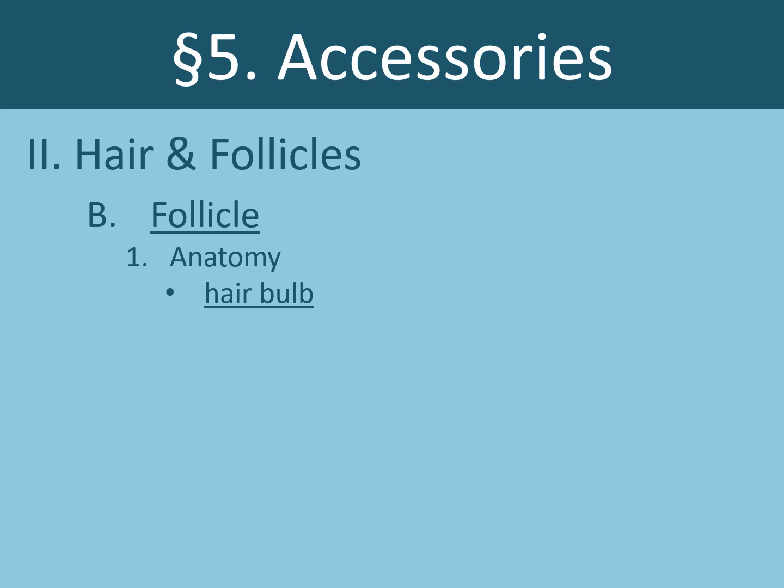At the base of the hair follicle is a structure called the hair bulb. This is the onion-shaped part of the follicle. I like to think of our hairs as being shaped kind of like green onions. The bulbous area of the green onion is like the hair bulb.